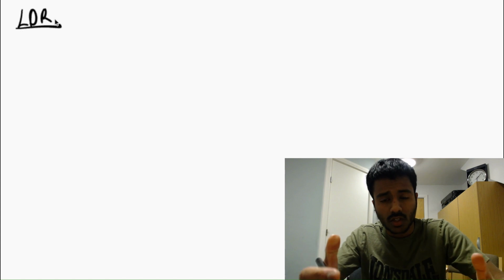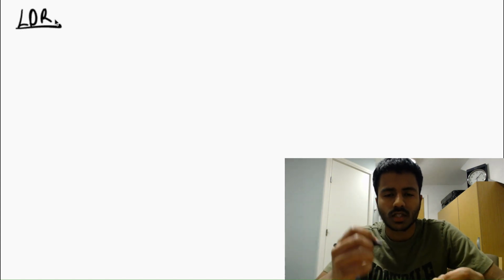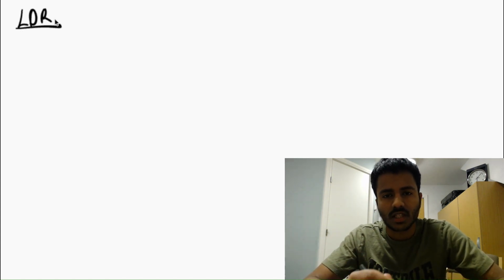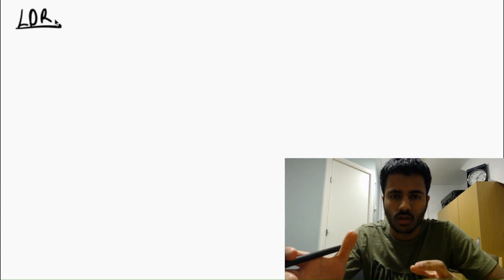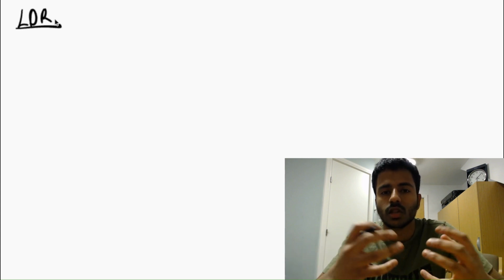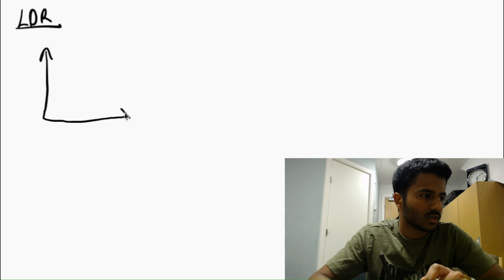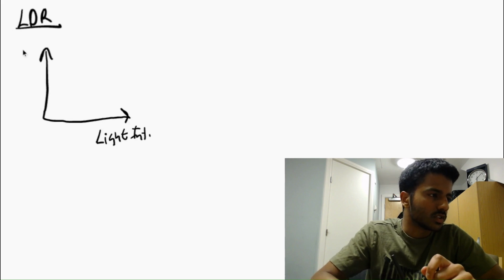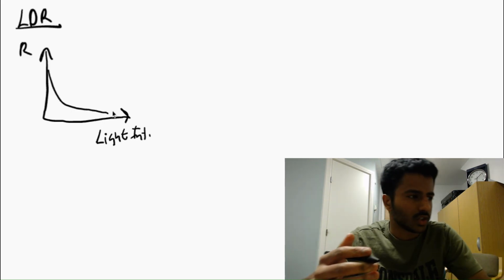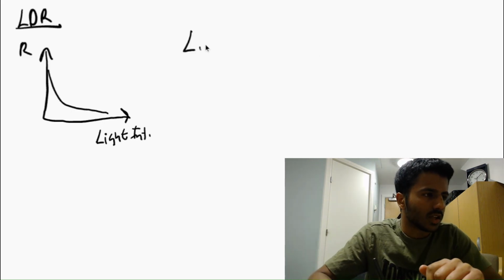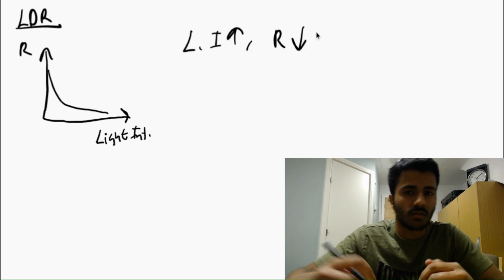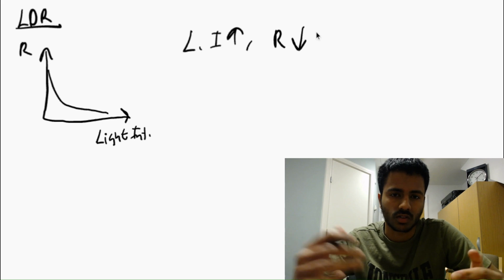Now the next component is something called an LDR, and this is almost identical to the thermistor, except the thermistor is to do with temperature, whereas an LDR is to do with light intensity. So in this case, if you were to plot a light intensity versus resistance graph, you'll get the exact same graph, but you just have light intensity. As light intensity increases, the resistance decreases, and vice versa. As light intensity decreases, resistance increases.